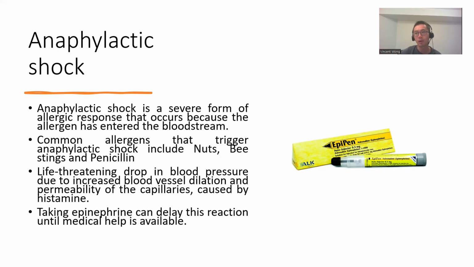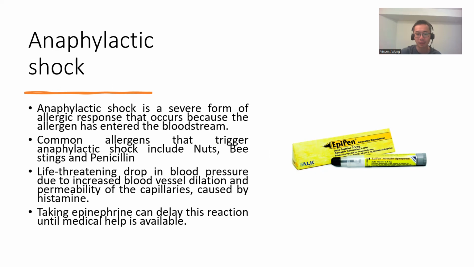Usually, inflammatory response, the way we learn it, is very localized, right? Like you have a cut in the finger, then the redness, the swelling, and all that stuff only happens in the finger. But for a very, very severe allergic reaction, we actually call it anaphylactic shock. Anaphylactic shock. That's the whole body undergoing inflammation.